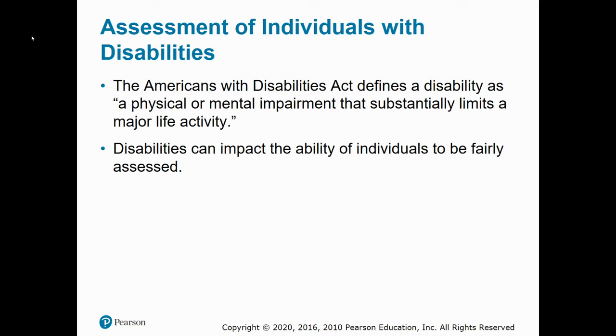So, if we are assessing an individual with a disability, we have to make sure that we are accommodating them. The definition of a person with a disability is someone who has something that is going to substantially limit one or more major life activity. So if they meet that requirement, then they fall under the definition of being disabled, and that can impact their ability to be fairly assessed, and we may need to make accommodations for them.